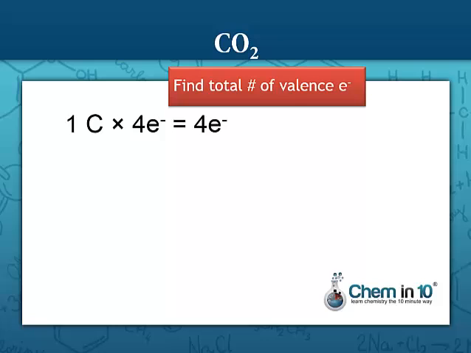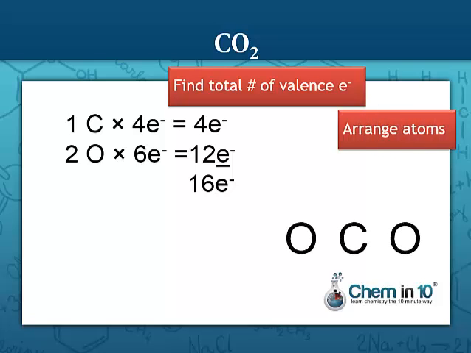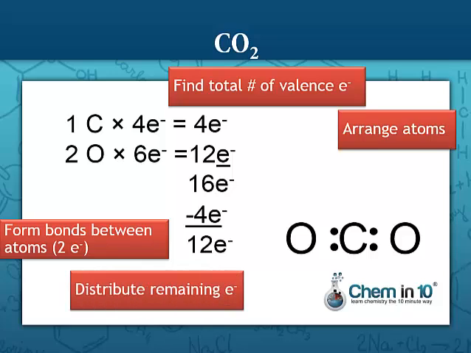Carbon has 4 valence electrons and there are 2 oxygens. Each oxygen atom has 6 valence electrons for a total of 12 valence electrons. So we have 16 valence electrons to work with. We draw it so that the singular atom, the carbon, is in the middle, and next we add our bonds. Each bond uses 2 electrons, so we've just used 4 electrons, and we have 12 electrons to go. So we'll distribute the remaining electrons so that everyone has a full octet.